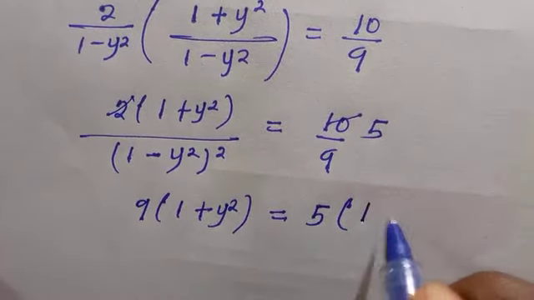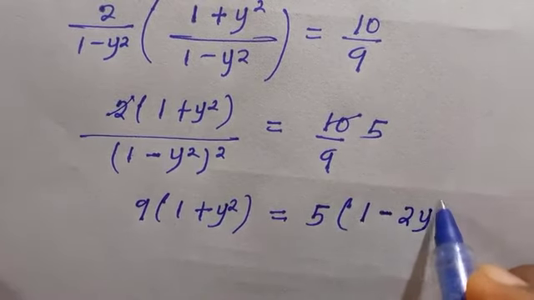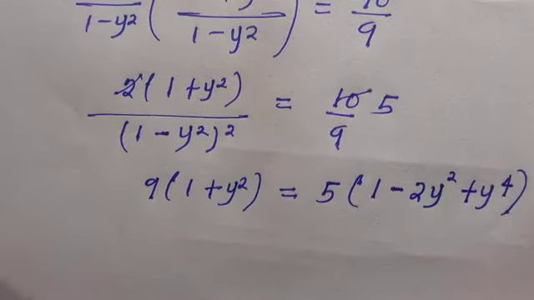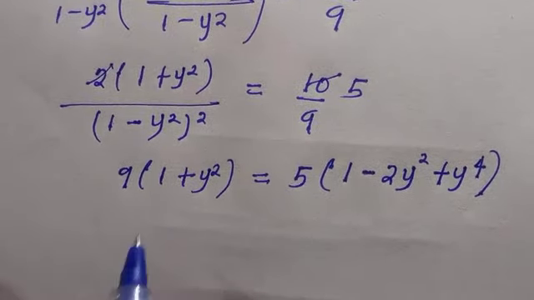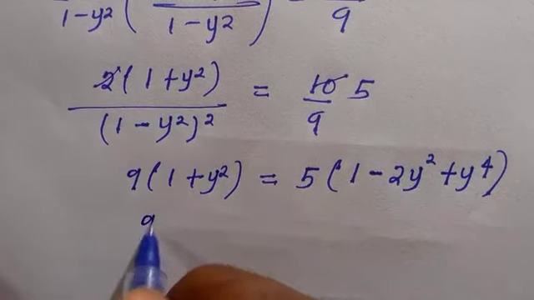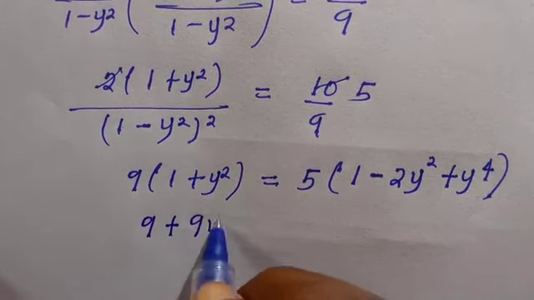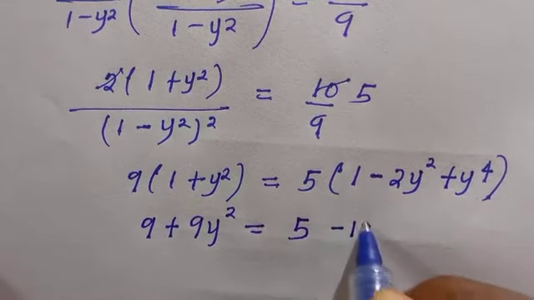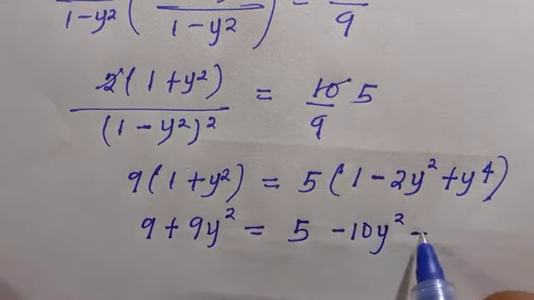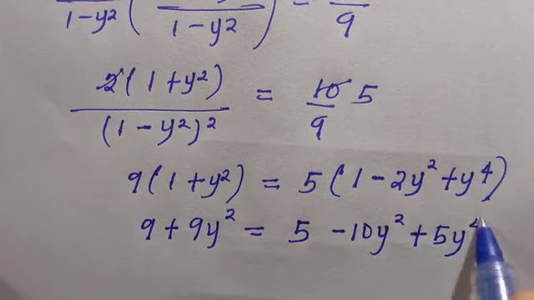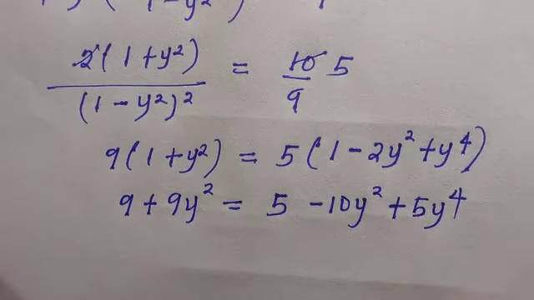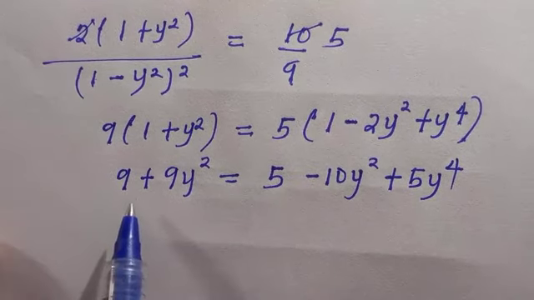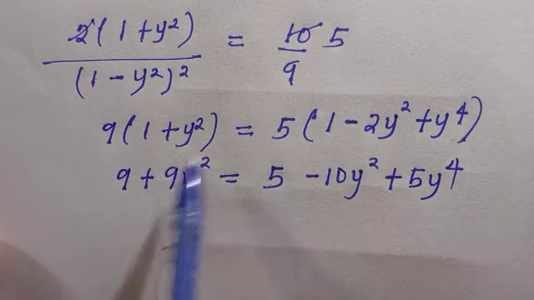Yeah, we can expand this, and the result is 1 minus 2y squared plus y raised to power 4, all in brackets. Then when we expand this with the constant on the outside, we have 9 plus 9y squared equals 5 minus 10y squared plus 5y raised to power 4. Then let's collect all the terms to one side. So I'm taking all of the left hand side to the right hand side.